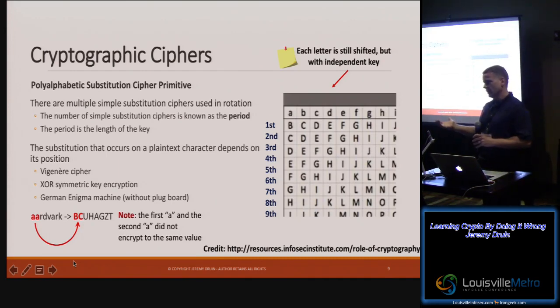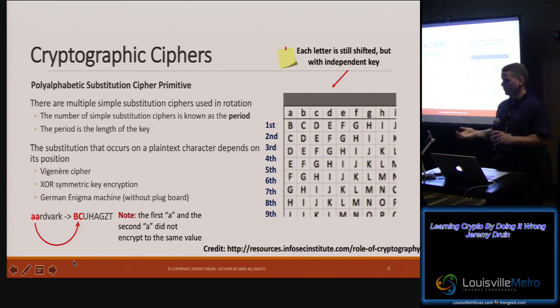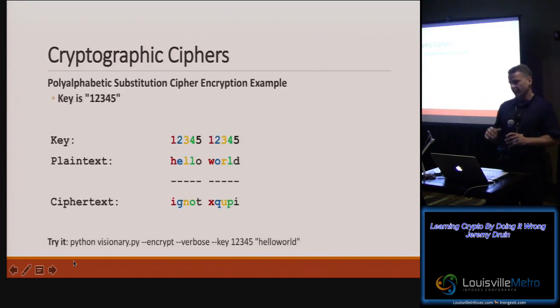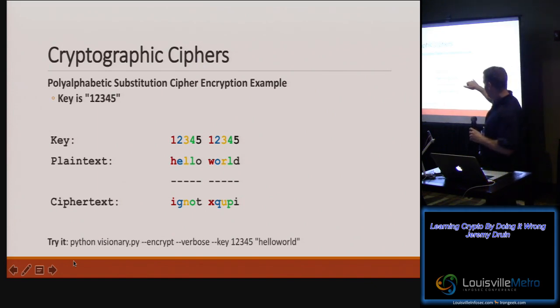But you'll notice that it encrypted to B and C respectively, because the first key is the number 1 and the second key is the number 2 in this example here. So if we apply that to our hello world example from earlier, we'll just make the key 1, 2, 3, 4, 5, and you'll notice that now the E goes to G and the L goes to N. And notice that the 3 L's ended up being 3 different values.